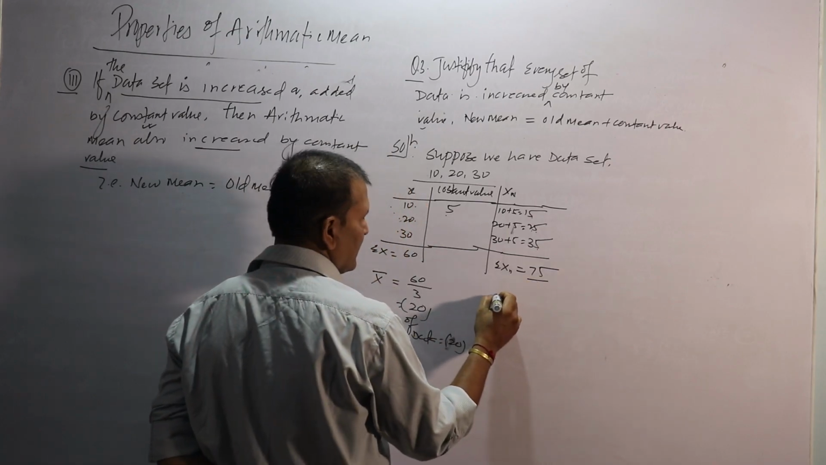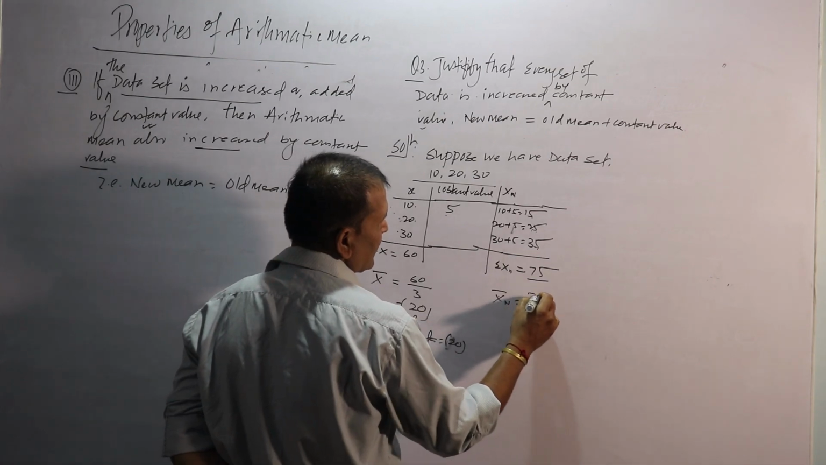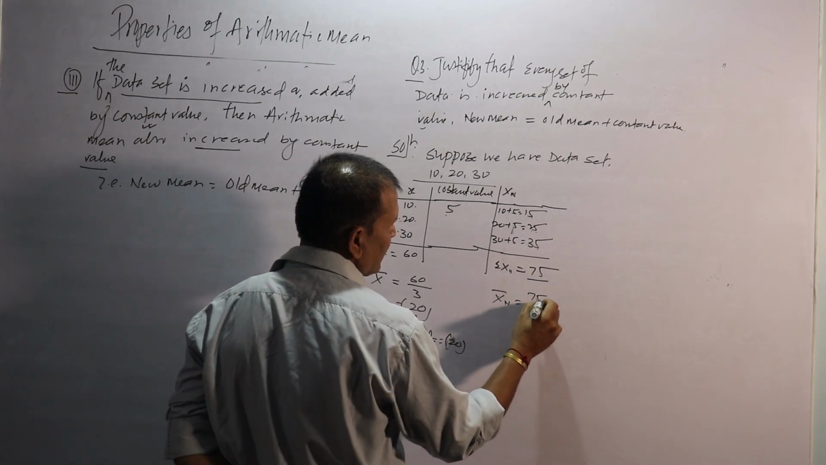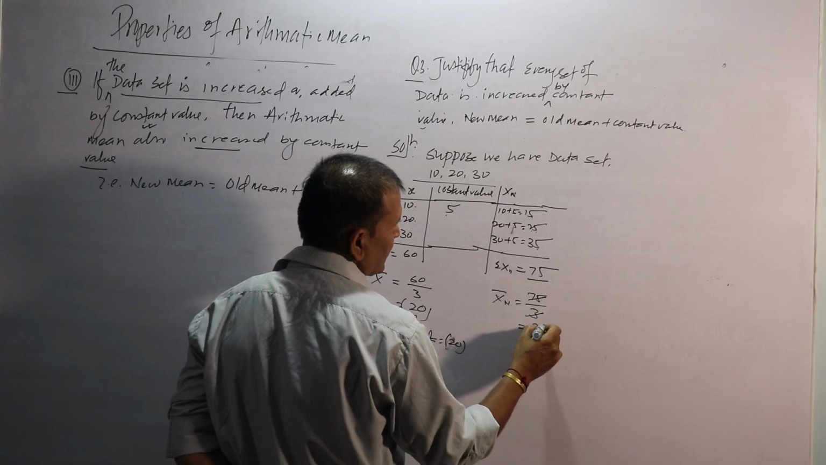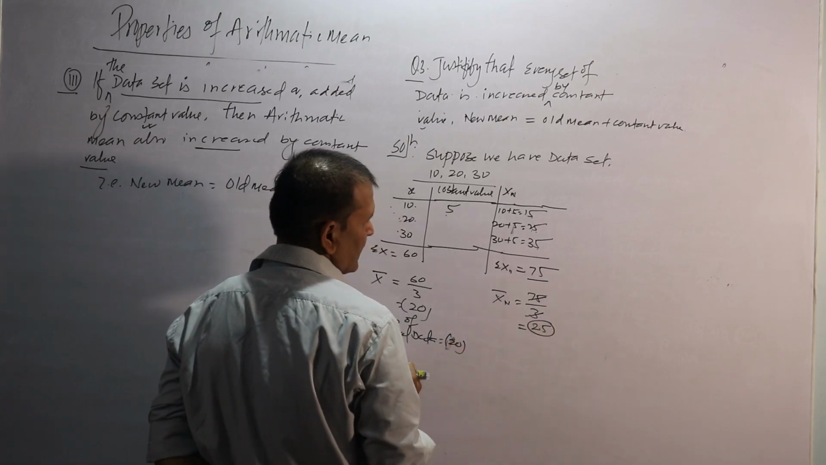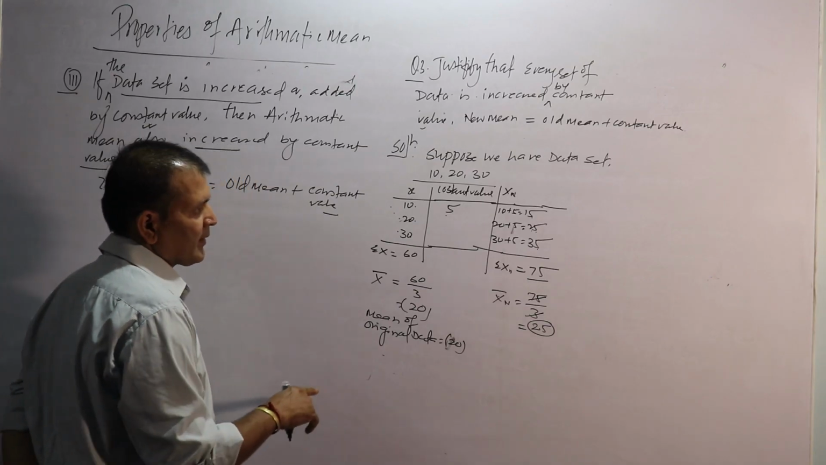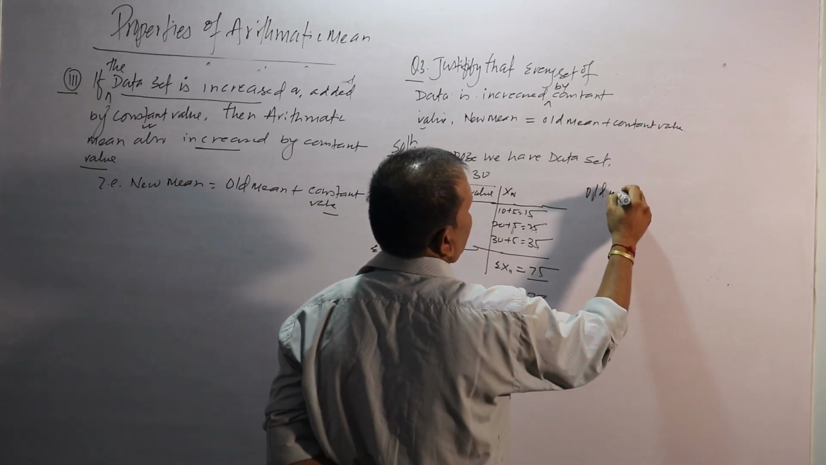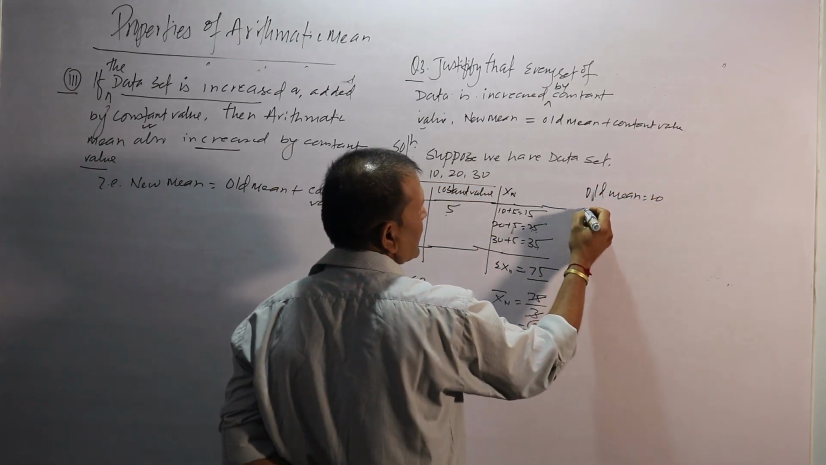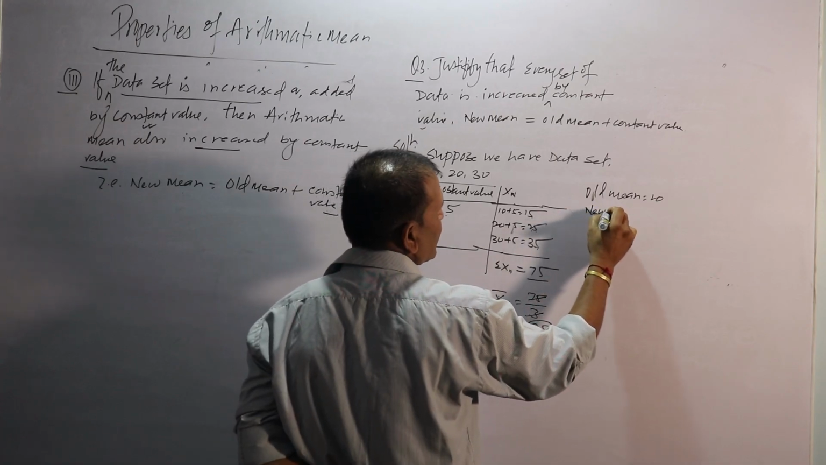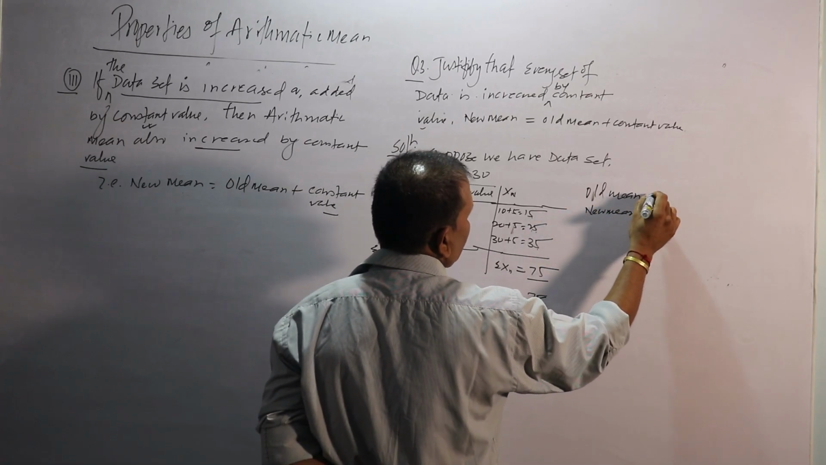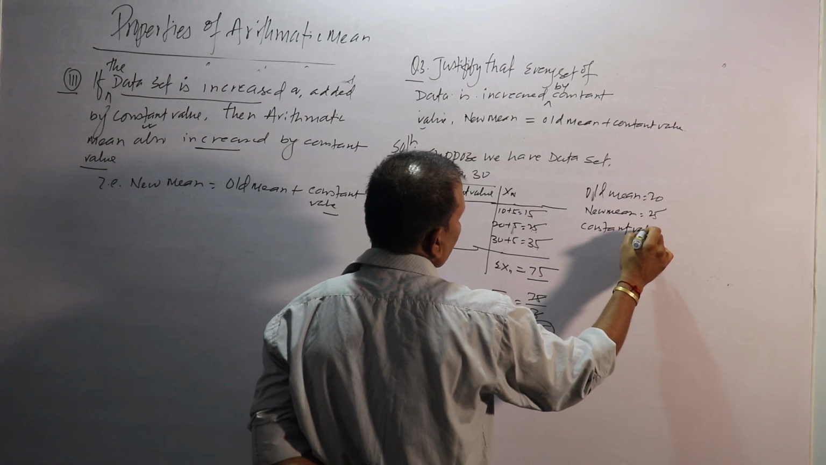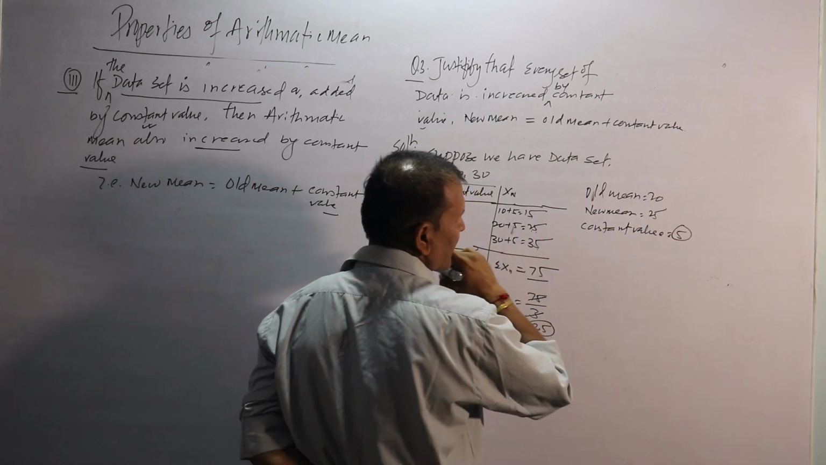So 75. What is the mean of the new data? So 75 by 3. When we divide, it becomes 25. So we can see here old mean is equal to 20 and new mean is equal to 25. And what is the constant value? The constant value we add is 5.